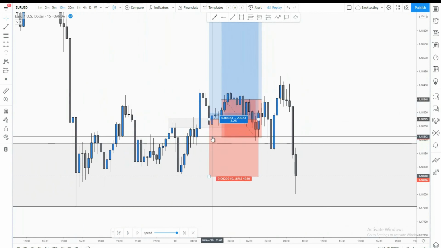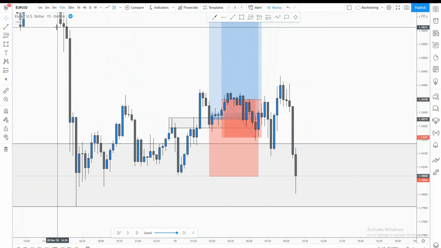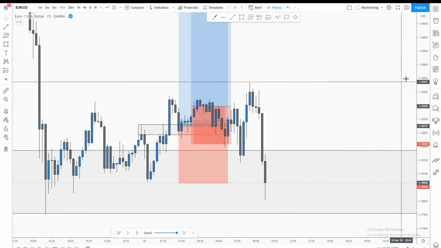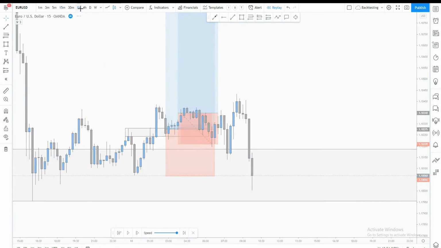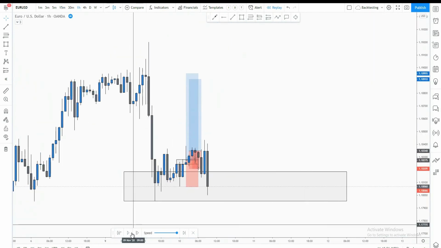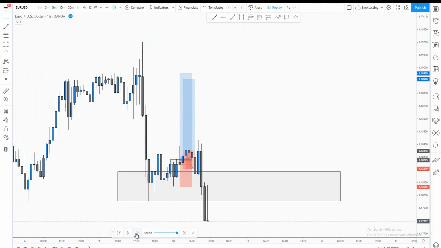This is 3 o'clock during Asia. Is this your trading window? No, it's not. For me personally, it's not. So I wouldn't have taken that trade. Again, then you go back to the hourly time frame. What do we have? Do we have any buying pressure? Well, not really. As you can see, the market actually reverses.